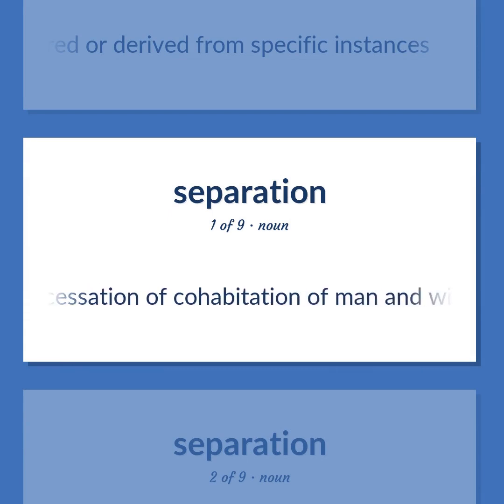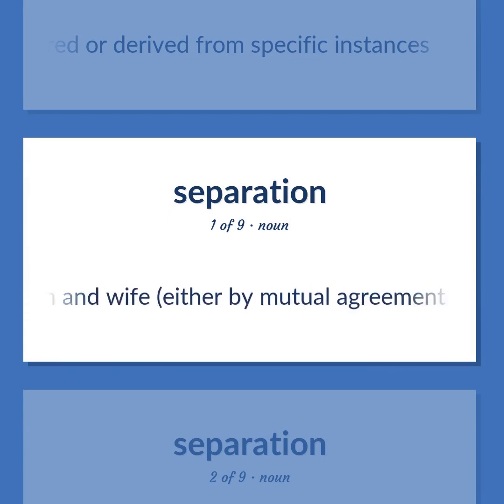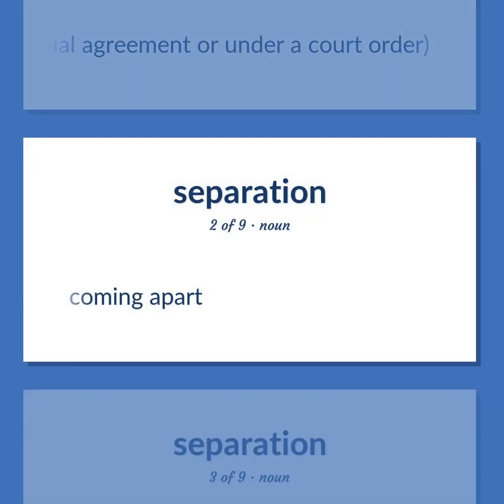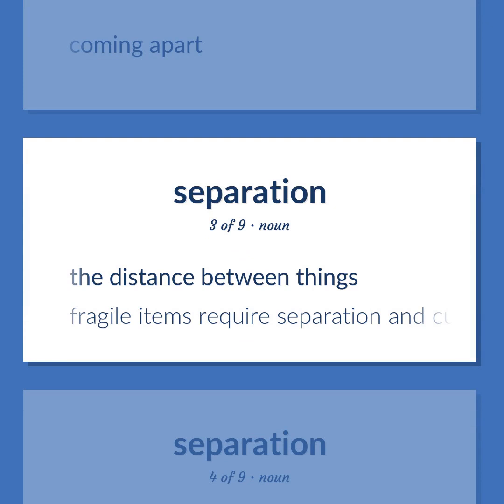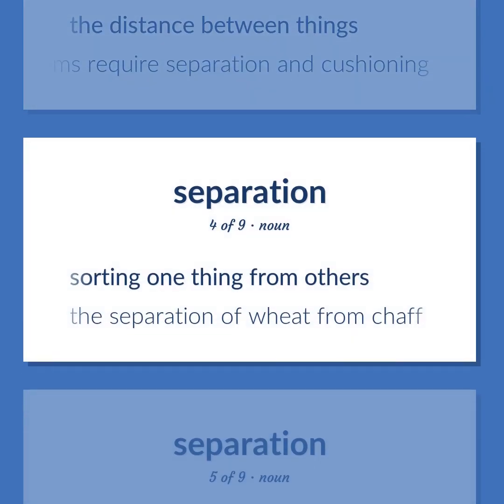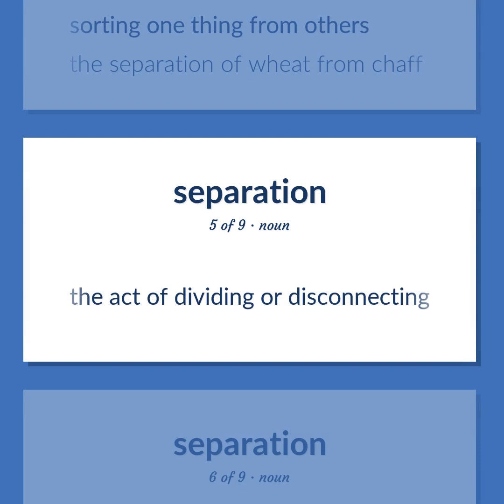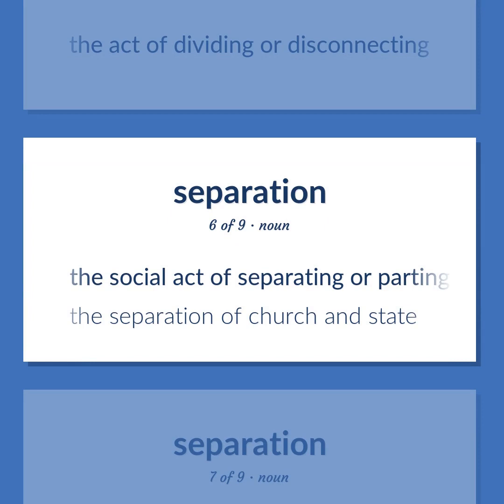Law. The cessation of cohabitation of man and wife, either by mutual agreement or under a court order. Coming apart. The distance between things. Fragile items require separation and cushioning. Sorting one thing from others. The separation of wheat from chaff. The act of dividing or disconnecting. The social act of separating or parting company. The separation of church and state.